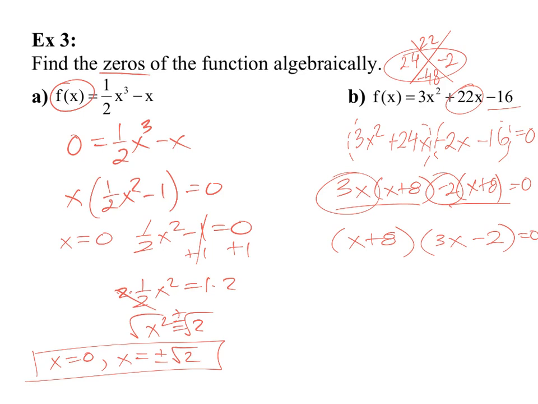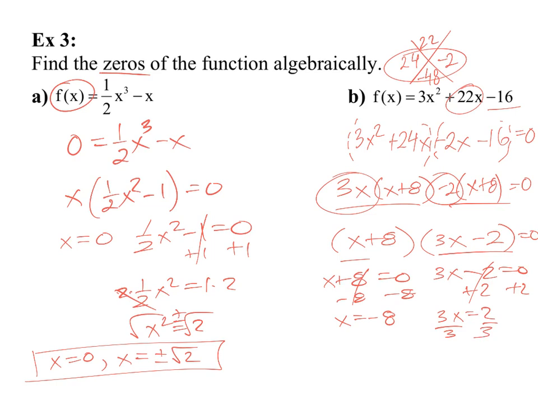Now I have to solve, so I'm going to set each of these factors equal to 0. So x equals negative 8. Then here I'm going to add 2. 3x equals 2. Divide by 3. x is equal to 2/3. There's one solution, and there's my second solution.